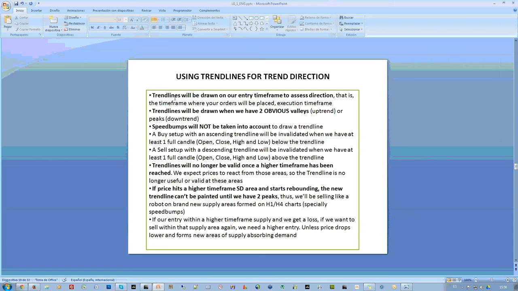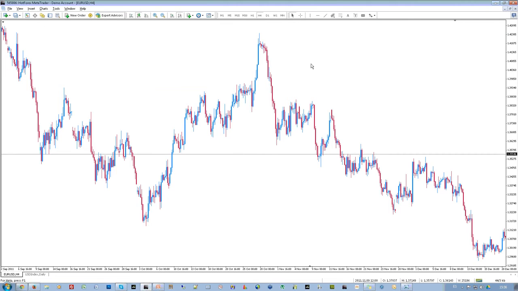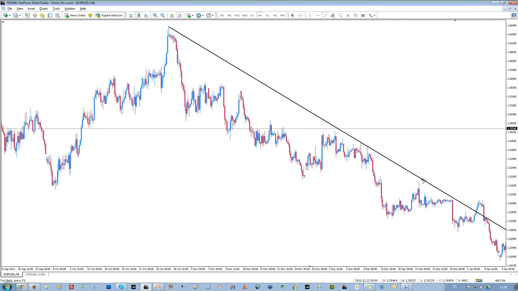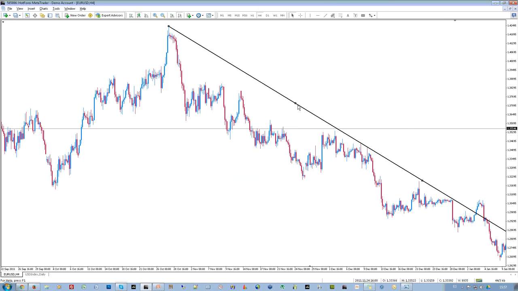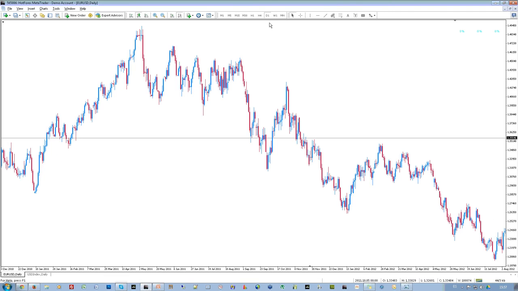So what I do is I draw trend lines on all higher time frame areas and my entry time frame. My entry time frame is a 4-hour chart, so I draw a trend line, and here I see that I've got a downtrend on my 4-hour. But if I go to the daily, I could have another trend on that time frame. It could happen that we had an uptrend.